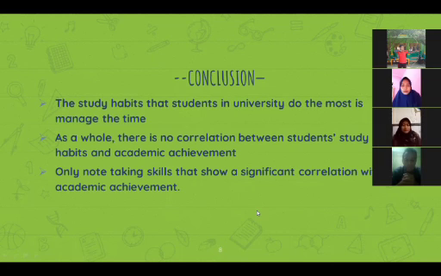I'd like to explain to you about the conclusion of this research. The study habit that students in university do the most is managing time. It includes all six student habits: time management, study environment, test taking or preparation skill, note-taking skill, reading skill, and writing skill. And then the conclusion of this research is, as we know, that there is no correlation between student study habits and academic achievement, and only note-taking skill shows a significant correlation with academic achievement.